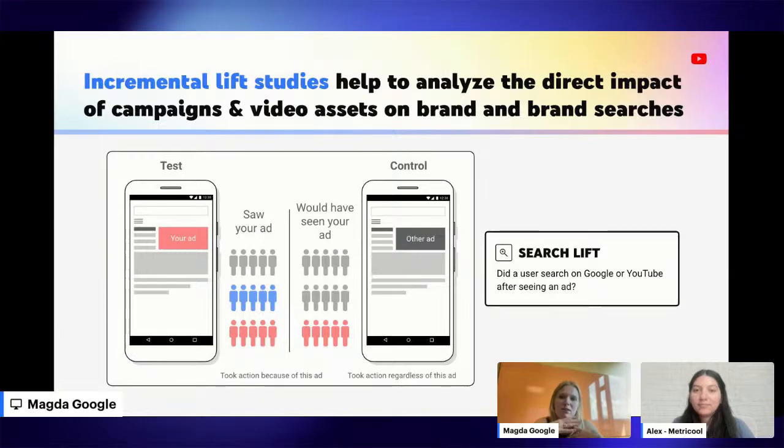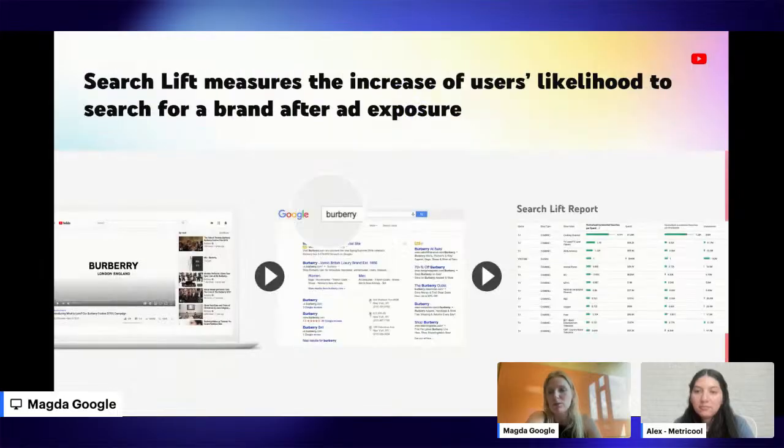So it's a lift study. So we have a test and control group. And what we measure is, did the user search on Google or YouTube after seeing an ad? So basically, we show an ad to the test and control group. The test group will see your ad. The control group will see the second ad in the auction.